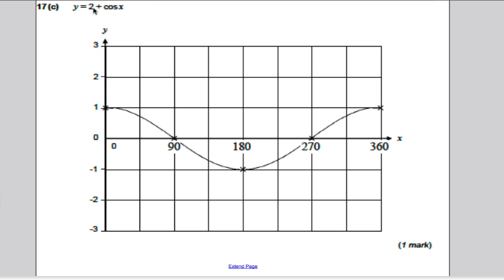17c, the graph is y equals 2 plus cos x. Again, you could know this by knowing your transformations. We'll just put important values of x in. When x is 0, cos x is 1, so y must be 3 in that case. When x is 90, cos x is 0, so y must be 2 plus 0, which is 2. When x is 180, cos x is minus 1, 2 plus minus 1 is 1. And you can see the pattern here, what's happening. I'm not going to go much further than this, but you can see it looks something like that. It's a shift up 2 units in the y direction.